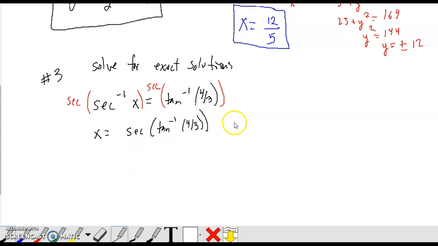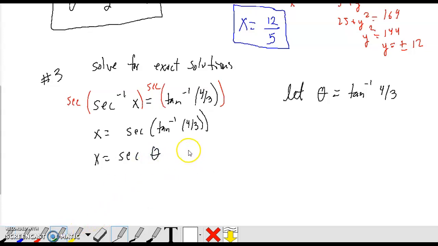Again, I'm going to write a quick little let statement. So let's say theta is equal to the inverse of tangent of 4/3. So this is really the secant of theta. What do I know about the secant of theta? That is r over x. So now dealing with this guy over here, I'm going to apply the inverse. So this becomes the tangent of theta is equal to 4/3.